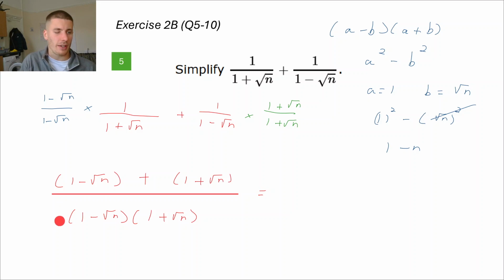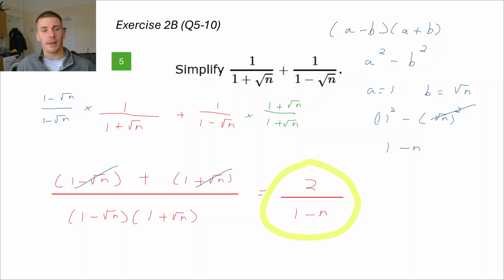So this fraction is going to go to the bottom. This part we've just seen is the same thing as 1 take away n. So we get 1 take away n, and you can see there's not a single surd in sight on the denominator of that fraction. And then on the top, well, we've got 1 plus 1, which is just 2. And then I can see we've got a negative root n and a plus root n, they cancel to make 0. So your answer is just going to be 2 over 1 take away n.